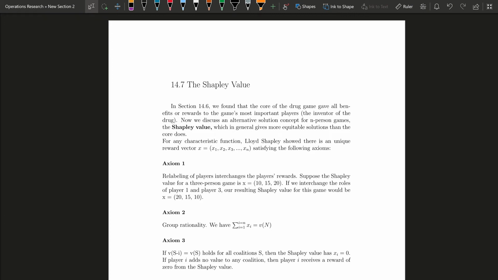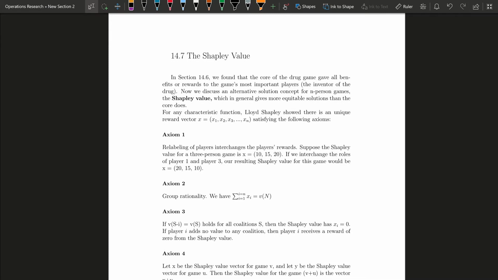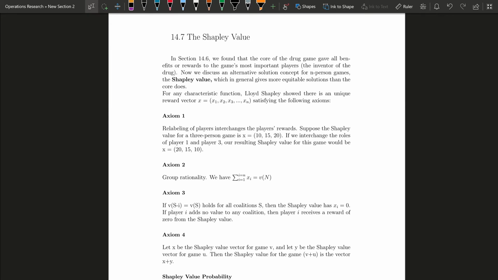Okay, so this is going to be section 14.7 from chapter 14 on game theory. In this section, we're going to be covering the Shapley value. So basically building off of 14.6 when we covered the core of an n-person game, now we're going to be talking about the Shapley value, which in general is just going to be a more equitable solution than what the core offers. So whereas the core gives us a collection of feasible solutions, this Shapley value is going to be a single reward vector.